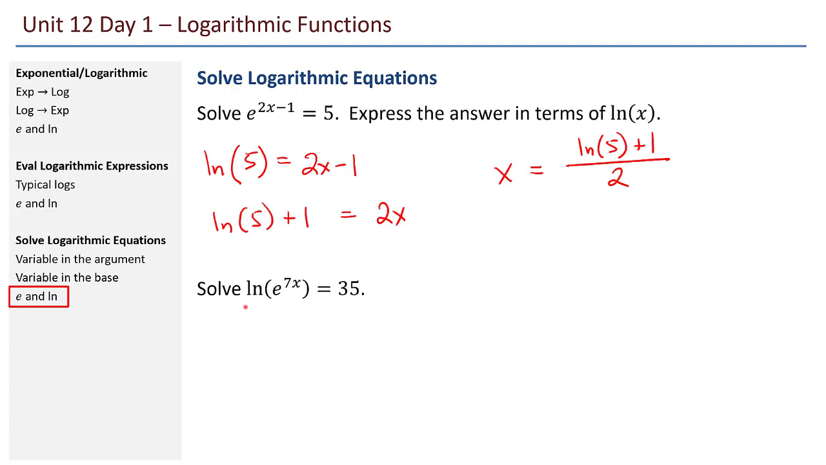Last one. Solve the natural log of e to the 7x equals 35. Well, this one looks more complicated than it really is. Natural log and e are inverse functions, so when you see them nested this way, we know that this left-hand side boils down only to 7x. Remember, the natural log of e to the anything is that thing again. So the natural log of e to the 7x is 7x, and that equals 35. So my answer, divide both sides by 7, is 5.